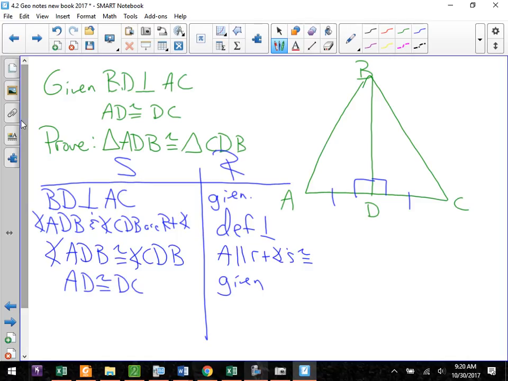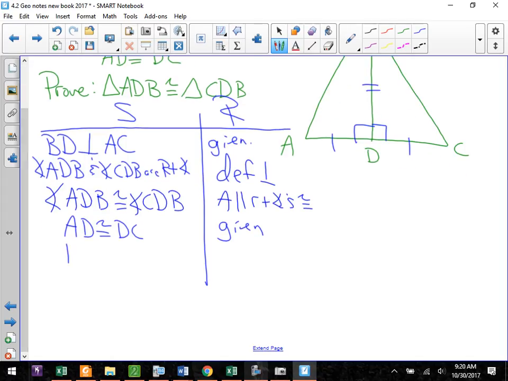What's left to say? AD is congruent. What's left to say? You're skipping something. I only have one side and one angle. Oh wait, someone just said it. It's reflexive. I have to state the reflexive side. You probably already marked it in the diagram because you saw it, but you have to write it down. You can't just say, oh, there it is. You have to say BD is congruent to BD.